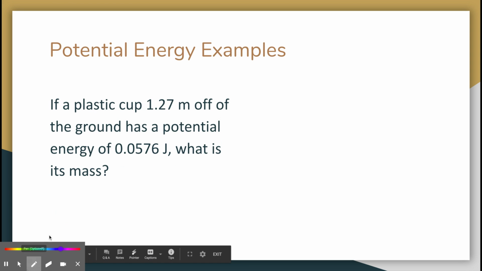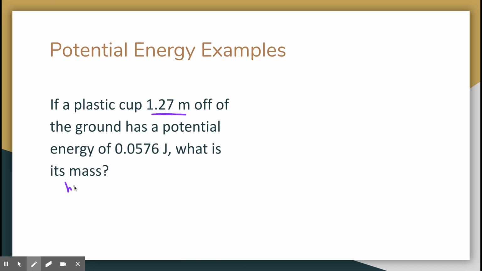Okay, if a plastic cup is 1.27 meters off the ground, so meters tells me its height, and has a potential energy of 0.0576 joules, what is its mass? Okay, height's supposed to be in meters, potential energy is supposed to be in joules. Looks like I'm good to go with my units.